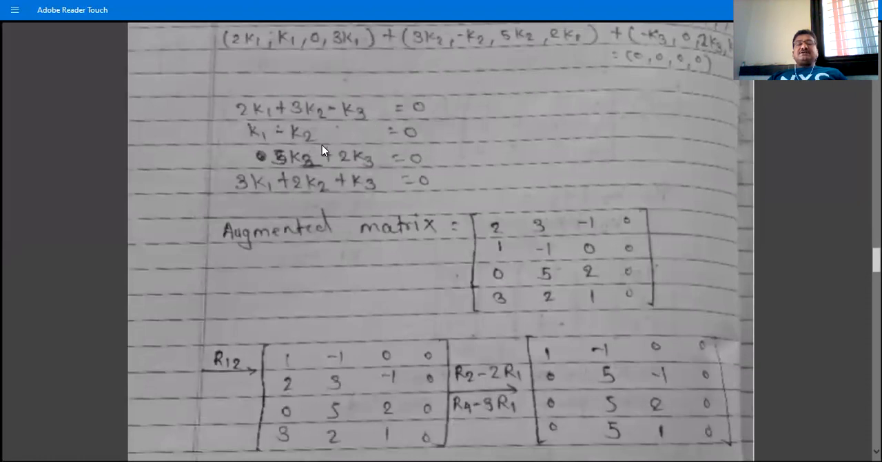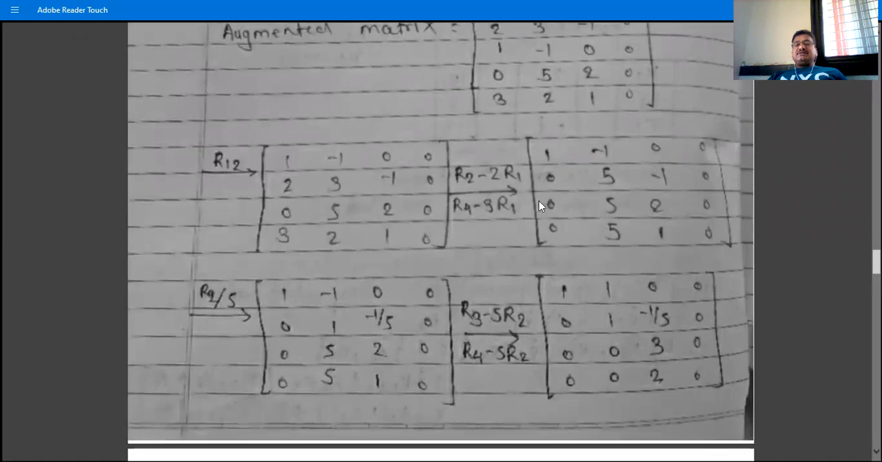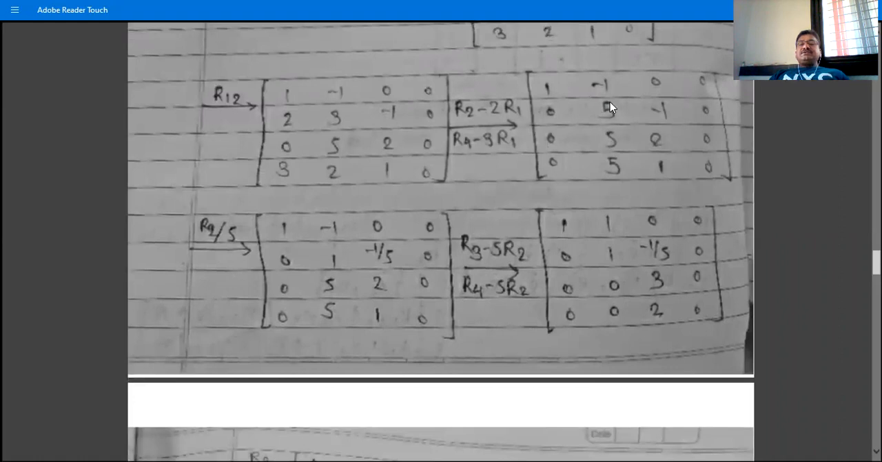So now we have to solve this system. So form the augmented matrix: 2, 3, minus 1, 0; 1, minus 1, 0, 0; 0, 5, 2, 0; 3, 2, 1, 0. In order to reduce this matrix to echelon form, we have to reduce this 2 to a 1. So interchange the first and second rows. We have this matrix. Then we have to reduce this 2 and 3 to 0. So R2 minus 2R1 and R4, this 3 is in the fourth row, first column, so R4 minus 3R1. So first row as it is, second row as this, third row as this, fourth row as this after calculation.